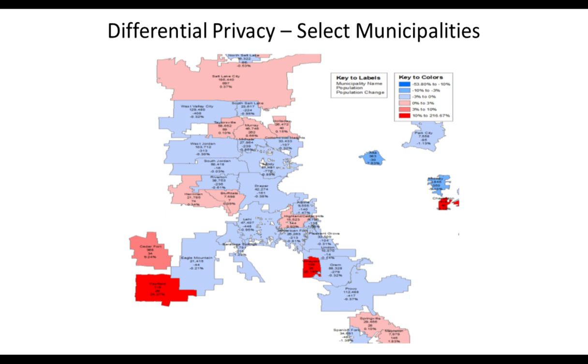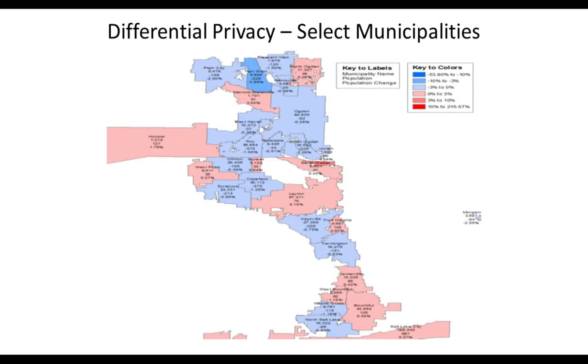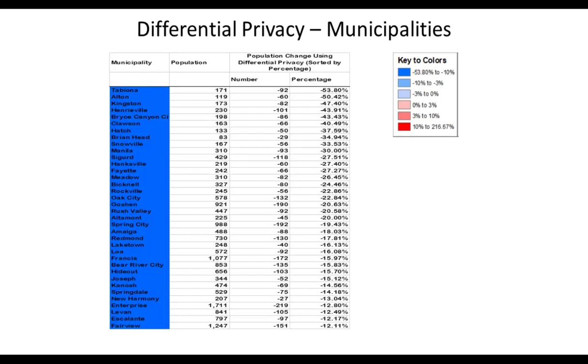And we see a few of them with red. There's very little in the cities. And we'll show why that happens here in just a moment. But as we move to the tables, take a look at our little city of Tabiona with a population of 171. It loses 92 people, roughly 53.8%. Our town of Alta, 119 people, loses 60 people for a loss of 50%, and it goes on.